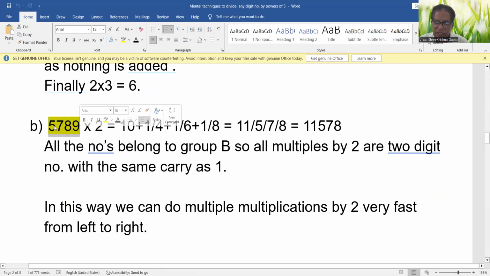So 2 into 5 is 10. Next number is 7. It means 10 plus 1, 11. So I simply write 11. Then 2 into 7 is 14. So before writing 4, I see the next number. It is 8. 8 belongs to the carry group, means B group. So before writing 4, I will add carry 1. It becomes 5. So 11, 5.